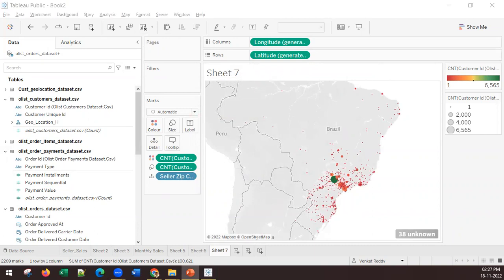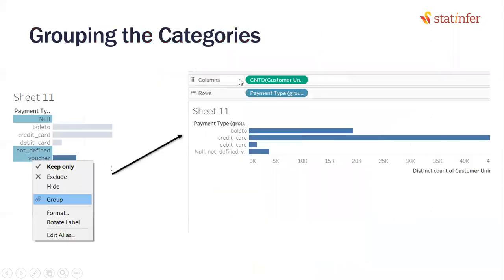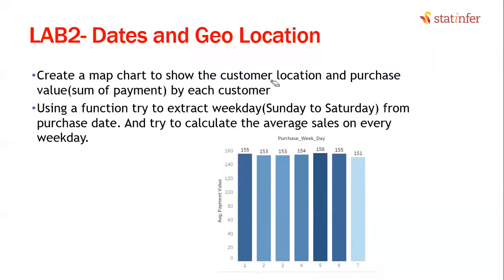That brings us to the second lab exercise for this session. I want you to work with dates and geolocation. Create a map chart to show the customer location and purchase value, some of the payment. So you have to draw that Brazil graph. On that Brazil graph, you have to show all the customer locations and purchase value. Where is the higher purchase? Maybe on the color or the size or both of them. You may want to show every customer and their purchase value. That is question number one.